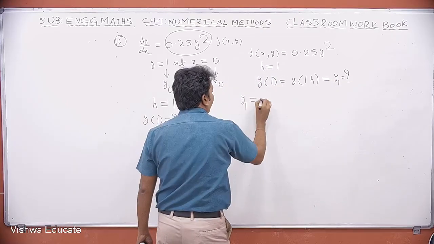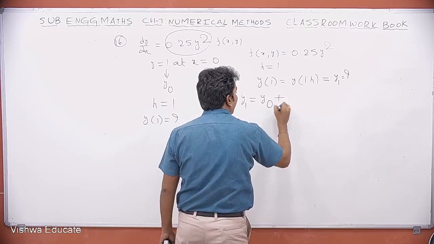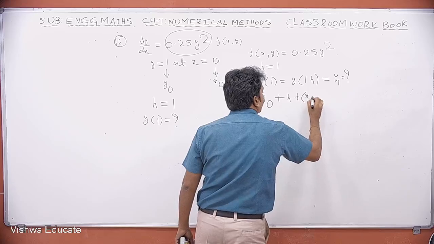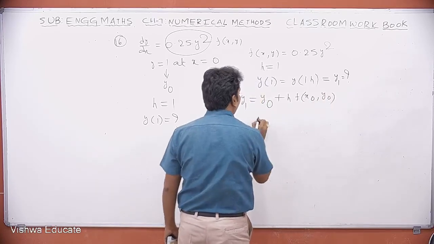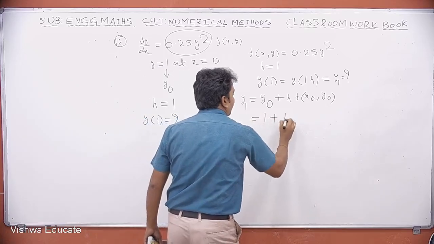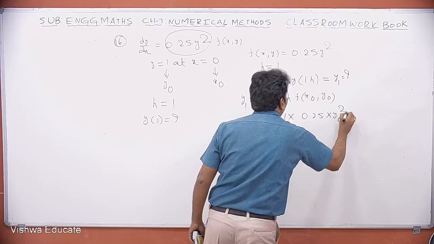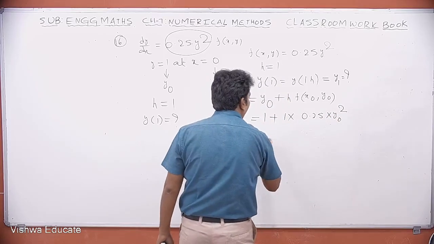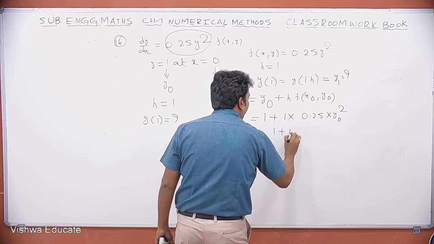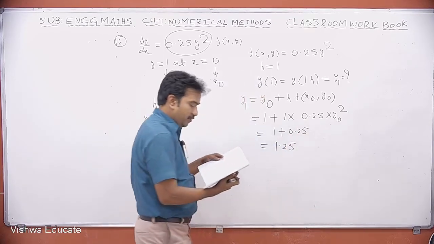So here the y1 value by using Euler's method, that is RK method of order 1, is y naught plus h into f of x naught comma y naught. Here y naught value is 1. 1 plus, this is 1 into 0.25 into y naught square. So therefore this is 1 plus 0.25. Therefore the value is 1.25.